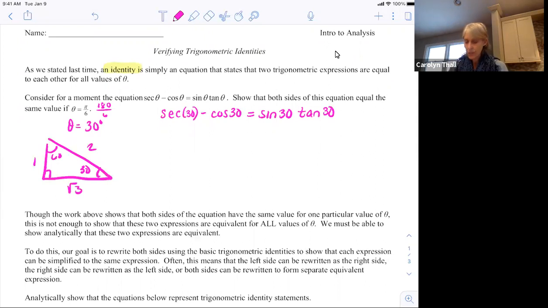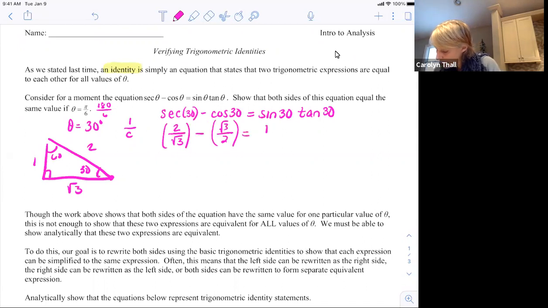The secant of 30, if you remember, is 1 over cosine. Now we could write it like that, or we could do the cosine and flip it. So the cosine of 30 would be adjacent over hypotenuse. So the secant is 2 over rad 3. I'm just going to leave it like that for right now, and I'll do my math later. And my cosine of 30 is rad 3 over 2. I'm just setting up the function values.